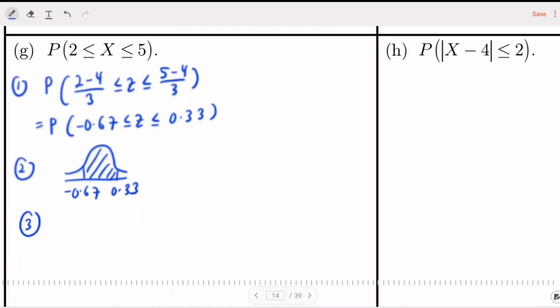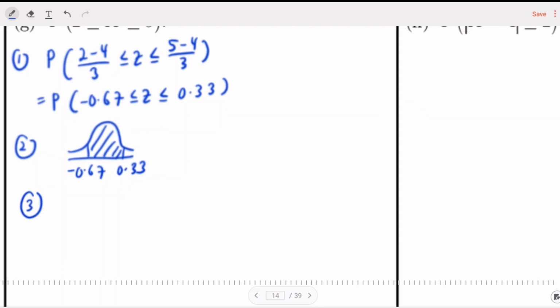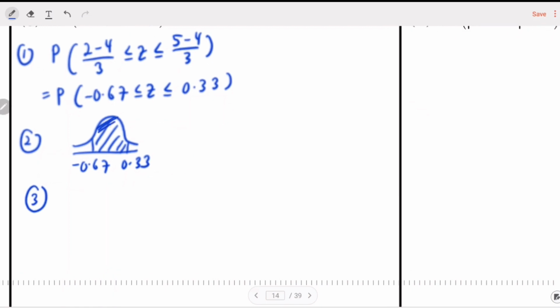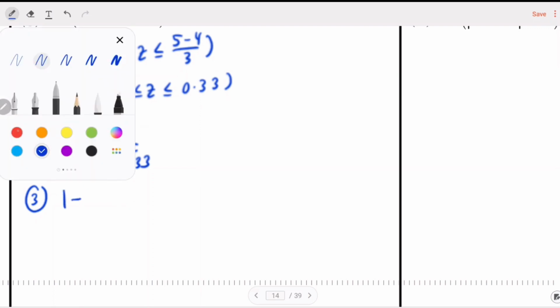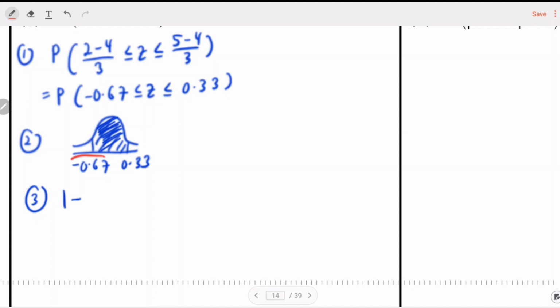G, probability from 2 to 5. As usual, standardize, sketch the bell shape, and then the third step, identify whether we need to put 1 minus or not. Here, since we shaded fully the middle part of our bell shape, we need to put 1 minus, and then minus both the values here.